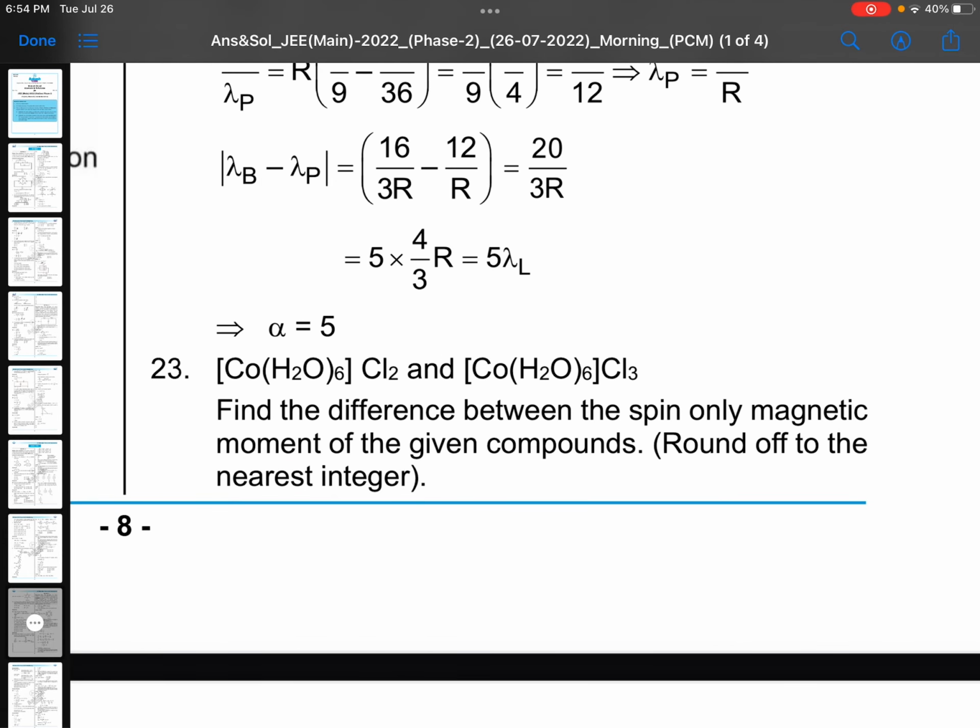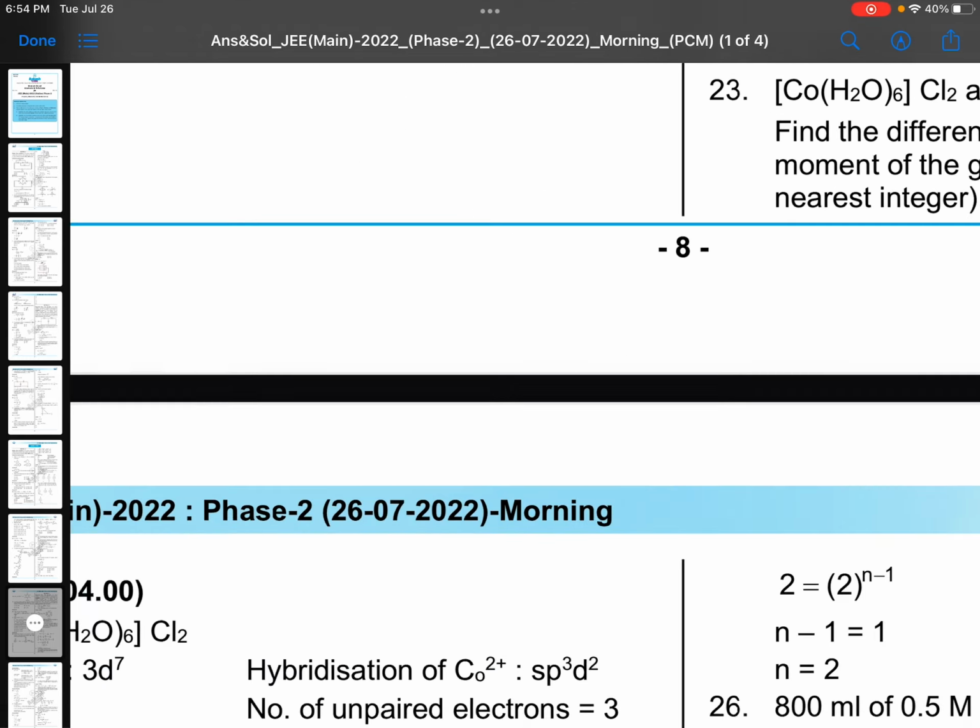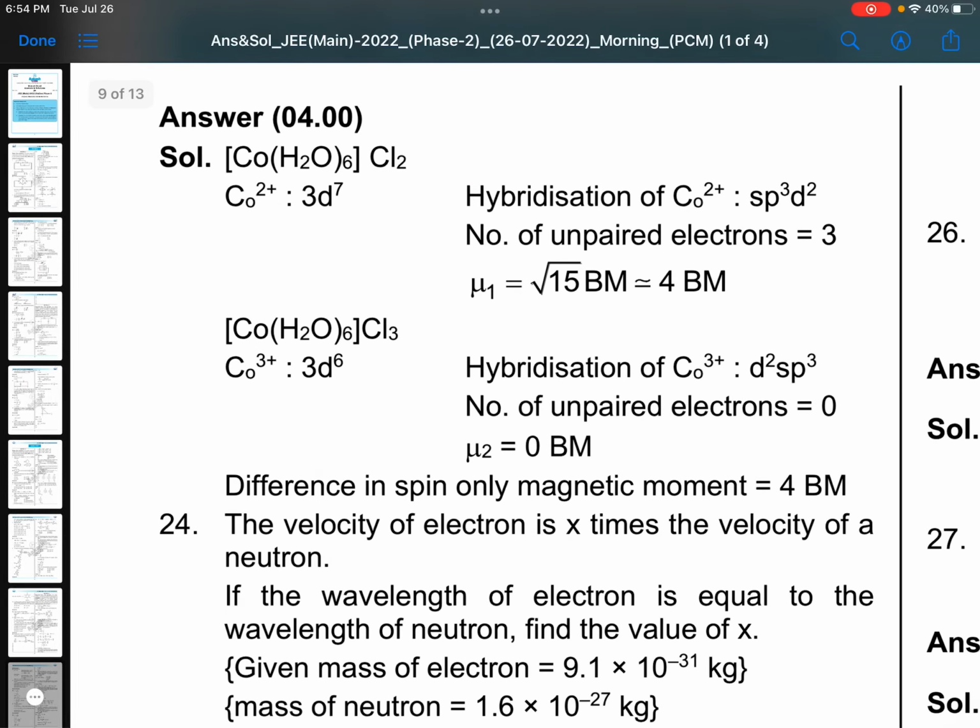[Co(H2O)6]Cl2, [Co(H2O)6]Cl3. This is one interesting question. Cobalt, in the first case it is plus 2, in the second case it is plus 3. Cobalt plus 2, 3d7 configuration, there are 3 unpaired electrons. Water is a weak field ligand here. So when 3 unpaired electrons are there, the value will be 3.9 Bohr magneton. So approximately 4 you can take.